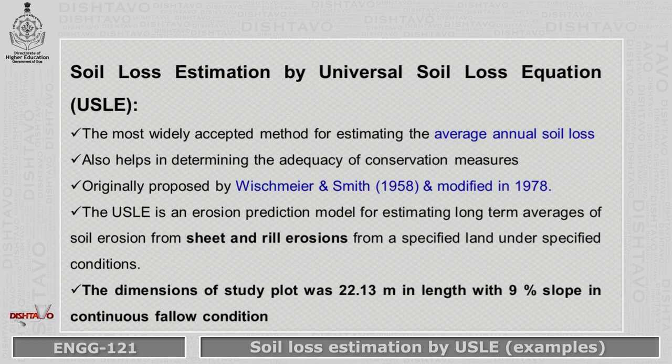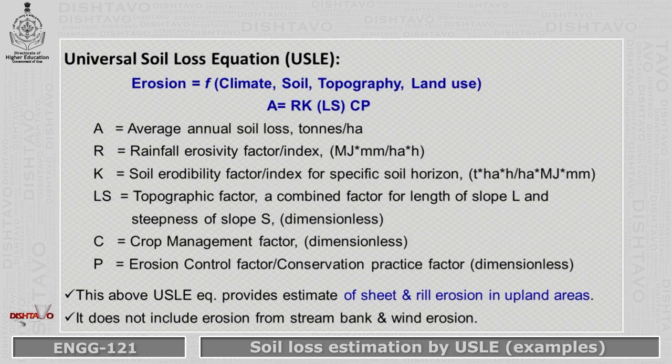The USLE equation is a prediction model for estimating long-term averages of soil erosion from sheet and rill erosion from a specified land under specified conditions. The dimensions of the standard study plot were 22.13 meter in length and 9% slope in continuous fallow conditions, which were used for this model. In the USLE equation, the erosion is a function of climate, soil, topography, and land use.